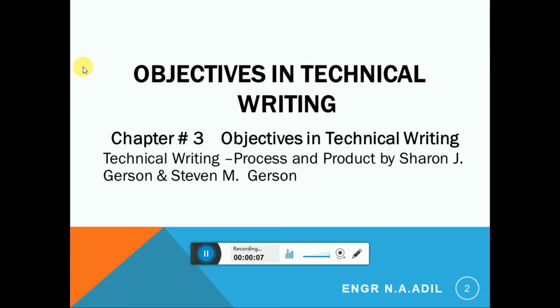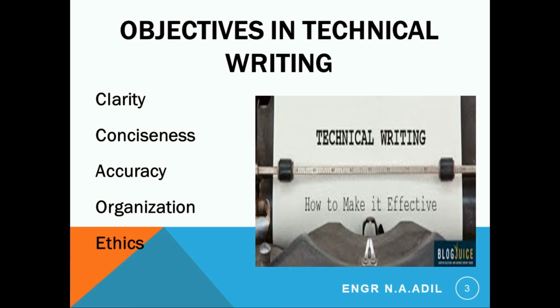Objectives in technical writing, which is taken from the book of Sharon J. Gerson and Stephen M. Gerson. Objectives in technical writing: it should be clear, concise, accurate, organized, and ethical.